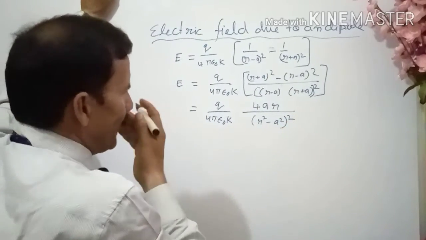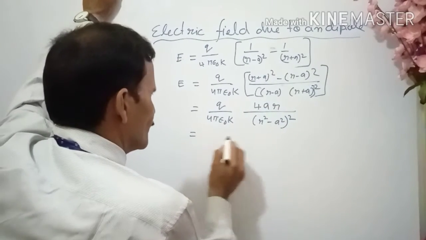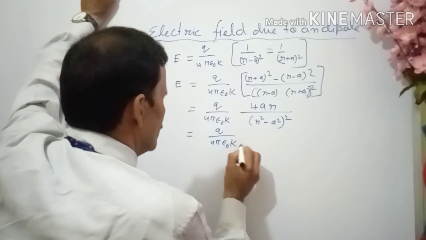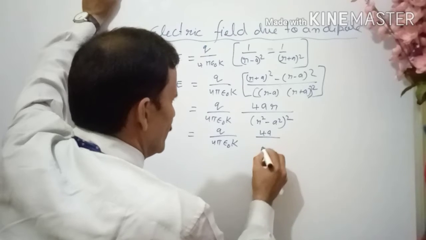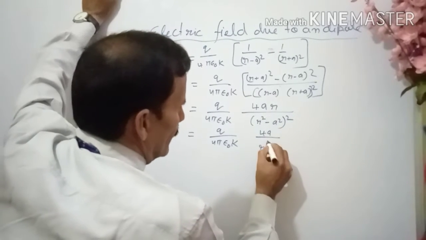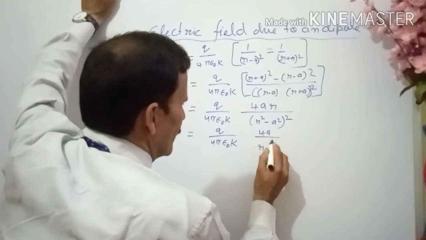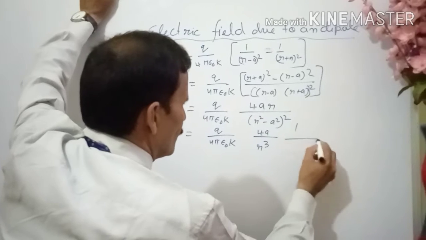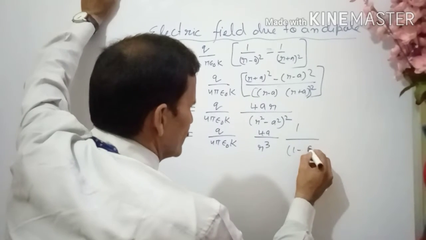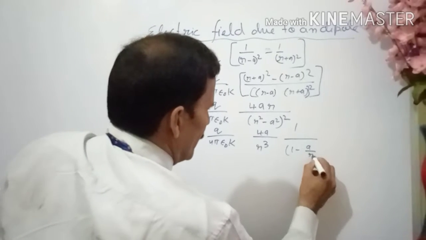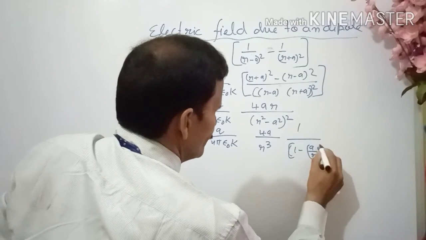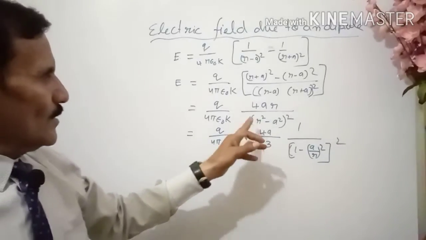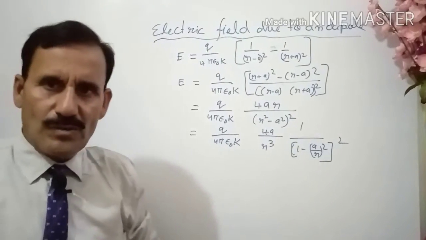Now take r square common. When you take r square common, it is nothing but 4a upon r square will be taken out, then r raised to the power 4, r is here, so we are writing here 3, and here you are getting 1 upon (1 minus a upon r) whole square, okay, whole square. Why are we doing this? We are going to take approximation.